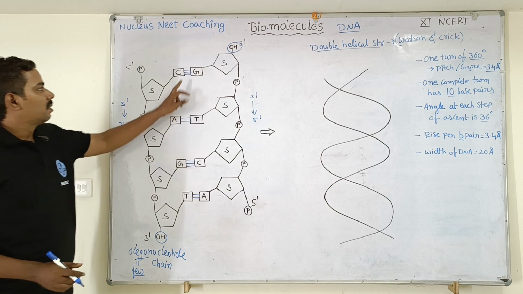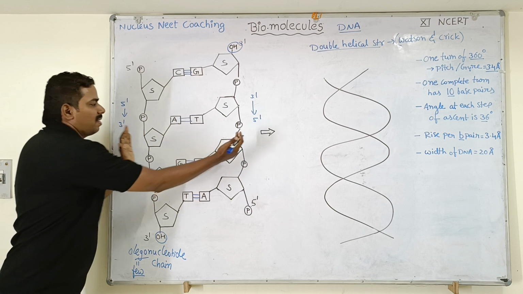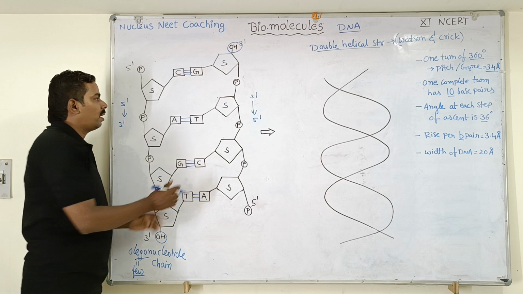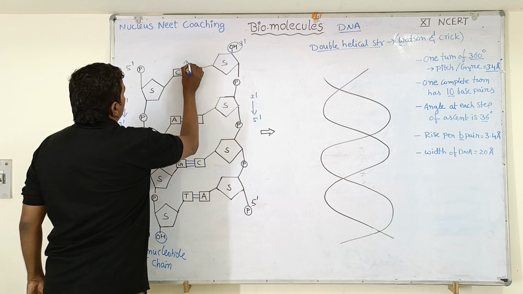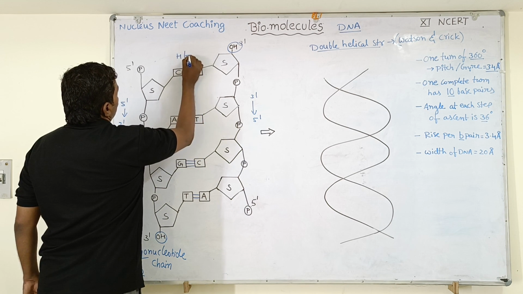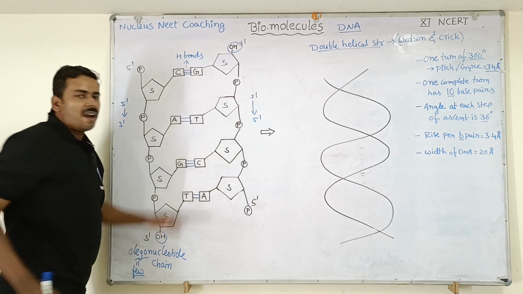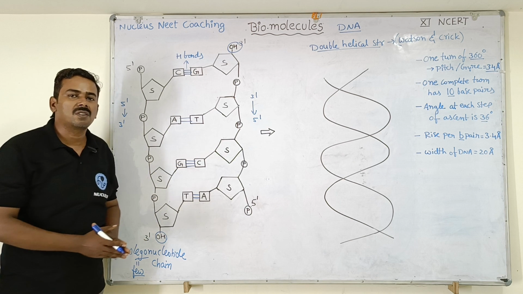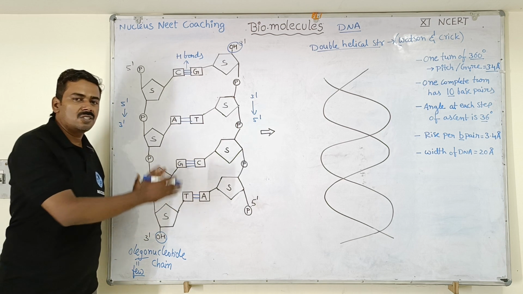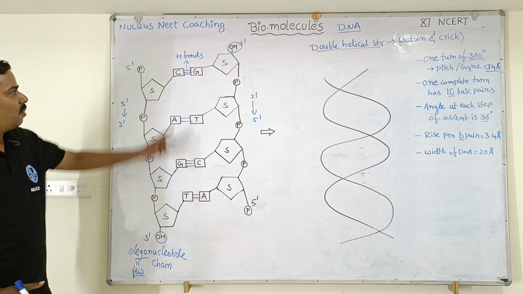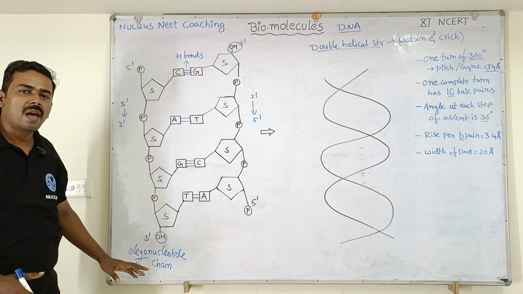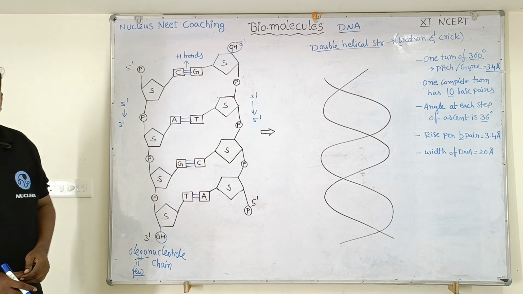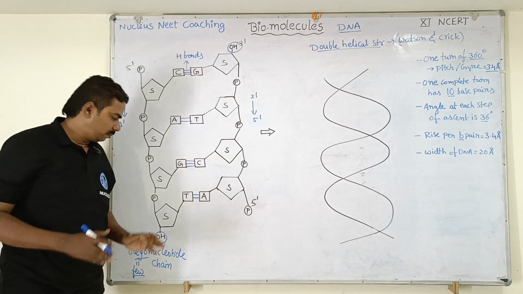So like this, the hydrogen bonds will attach the two polynucleotides with each other. Okay, so what are these bonds? These bonds are called hydrogen bonds. These hydrogen bonds will stabilize the double helical structure of DNA. They will stabilize the structure of DNA. If we break the hydrogen bonds, then what will happen? The two polynucleotide chains will separate from each other. Understood the concept? Now look here.